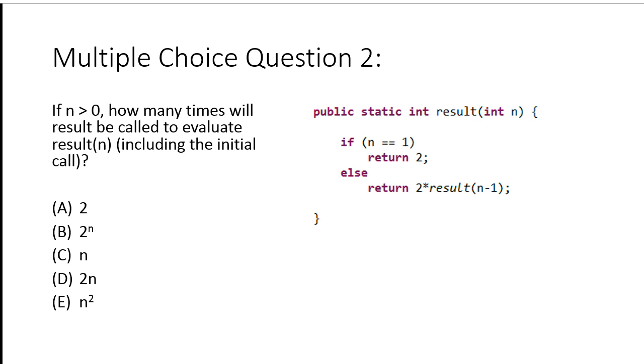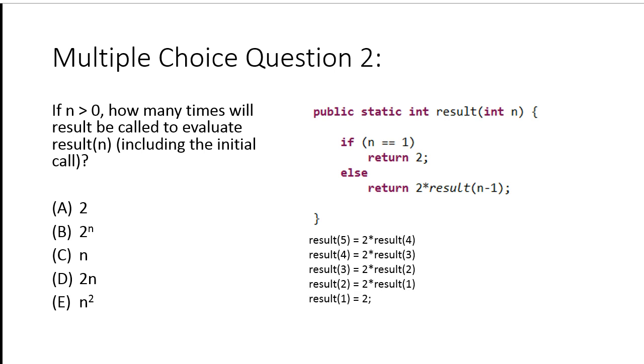So let's look at another one. If n is greater than 0, how many times will result be called to evaluate result n, including the initial call? So again, let's write out the calls. Result 5 is 2 times result 4. Result 4 is 2 times result 3. Result 3 is 2 times result 2. Result 2 is 2 times result 1. Result 1 is our base case.